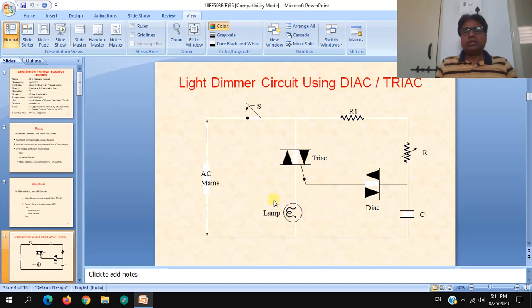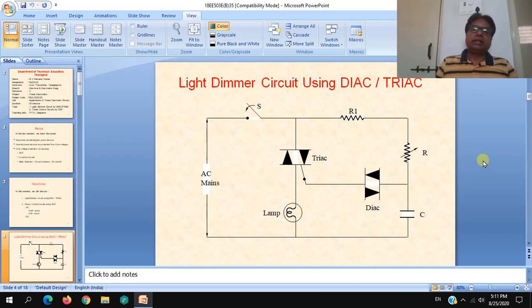If you want to decrease the brightness of the lamp, increase this resistance, then this capacitor takes more time to build up the required voltage. So as a result, the firing angle of the triac will be more, or the triac fires at a higher firing angle, and the conduction time will be less. So the brightness of the lamp will decrease.